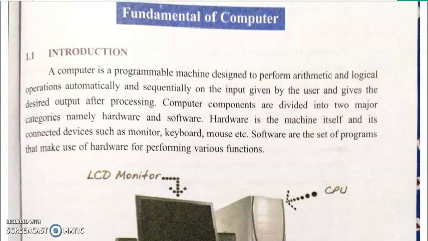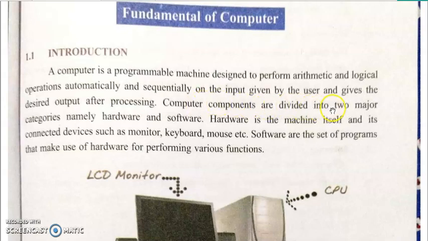So in an introduction, we'll study that a computer is a programmable machine designed to perform arithmetic and logical operations automatically and sequentially on the input given by the user, and gives the desired output after processing. So it is an electronic machine which receives input from a user, processes it and gives us some meaningful information. It receives the input in a raw form, then after processing it gives us meaningful information, in a readable, reusable or usable format for a user, and it has some value.